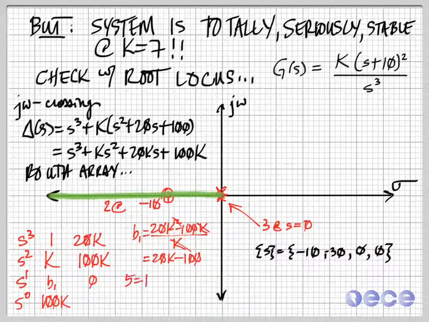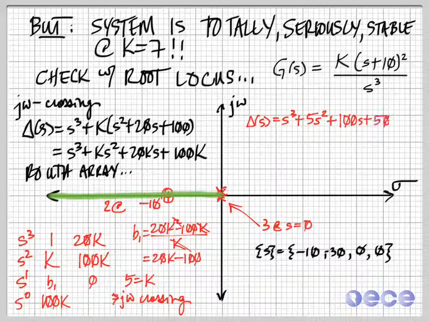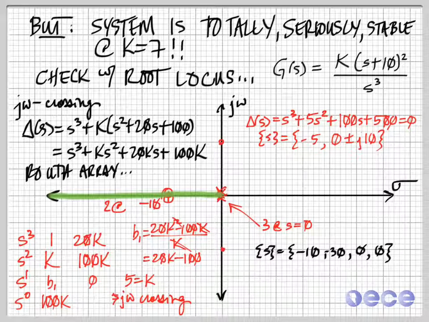And we do a little bit of algebra. We find out that k equals 5. That gives us our j omega crossing. So that's the gain value that gives us the j omega crossing. If we want to know exactly where that happens on the imaginary axis, we have to plug in the value of k, come up with a characteristic equation, and then the roots of this equation are plus or minus j10. So remember that plus or minus j10 is important because we're going to use that later when we draw the Nyquist.